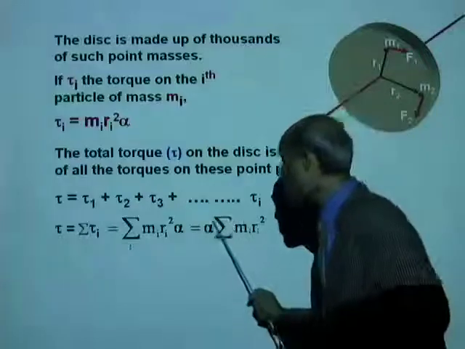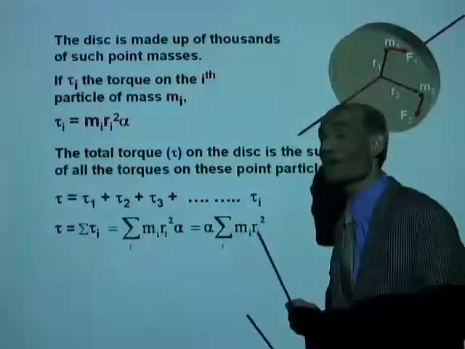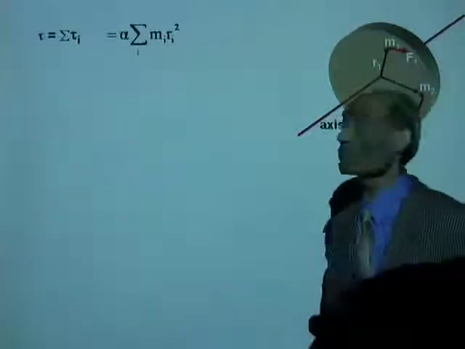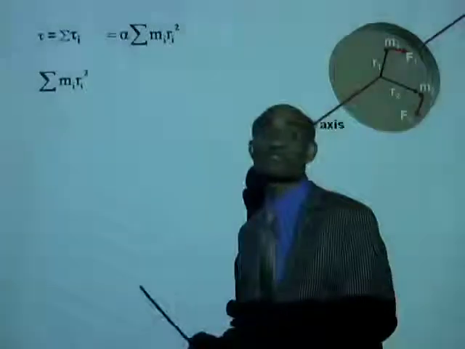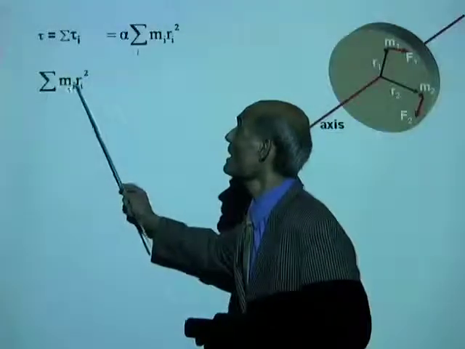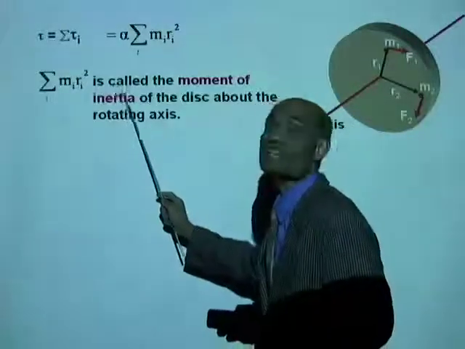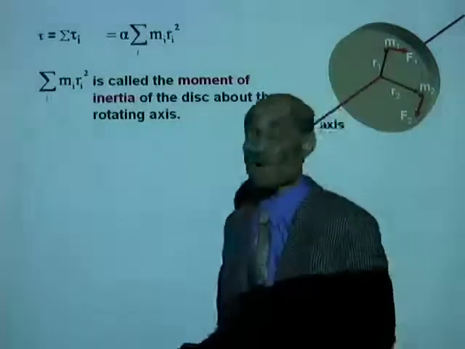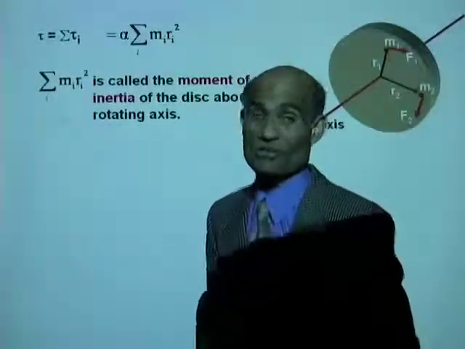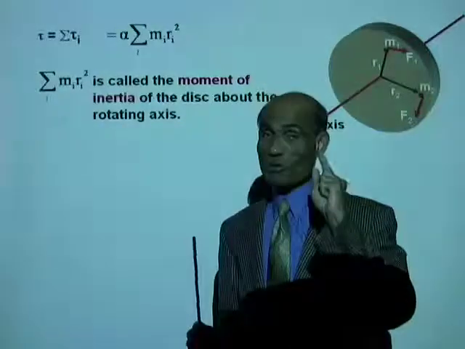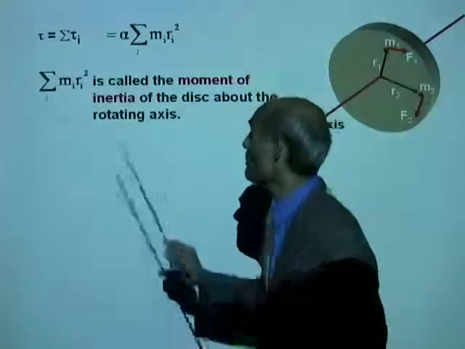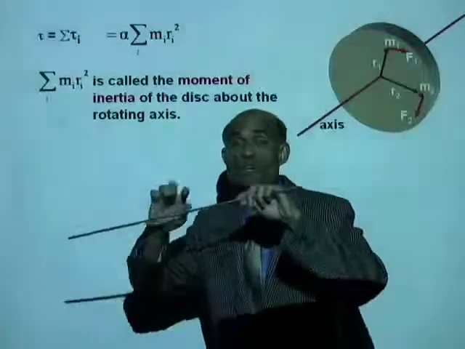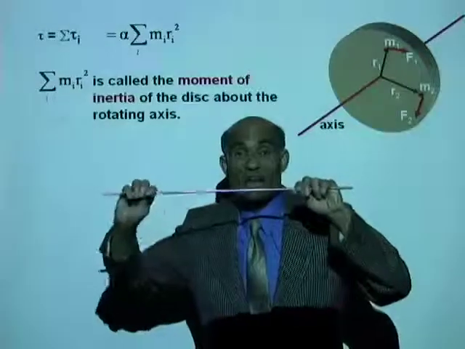And now, this quantity summation i mi ri squared has great significance in rotation. What is the significance? Summation i mi ri squared is called the moment of inertia of the disk about the rotating axis. Now there is some important information there. Moment of inertia of a rotating object is always measured about an axis.